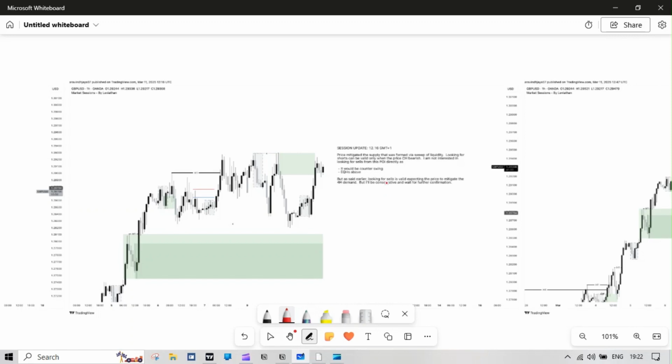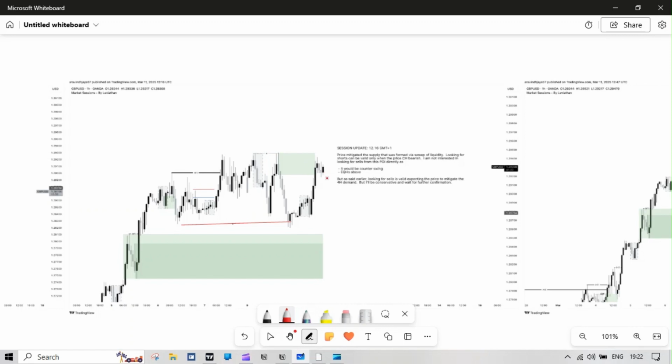These are the session updates. As expected, price after taking the sell side liquidity started to push up. Now whether the price reacts from this demand, reacts from the supply and pushes further down, or flips this demand, flips the supply and takes out the highs is a question mark. So I was not interested in getting involved because two things can happen at this point. The best thing is to wait for medium time frame confirmation before getting involved.